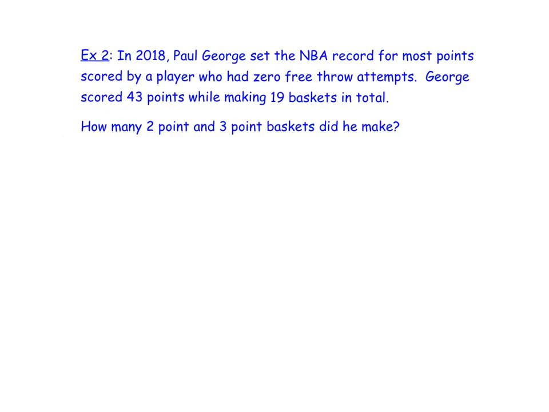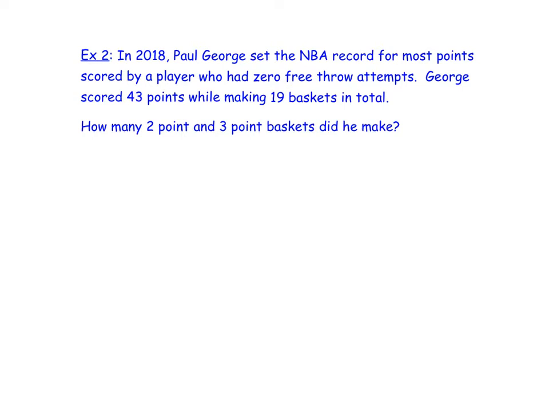Example 2, in 2018, Paul George set the NBA record for the most points scored by a player who had 0 free throw attempts. So George didn't take 1 free throw, and he scored 43 points while making 19 baskets in total. It's a very rare feat in the NBA to go an entire game without even attempting a free throw. So the question is, how many 2-point and 3-point baskets did Paul George make?